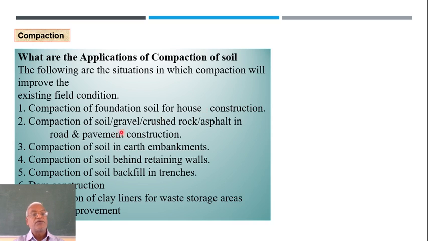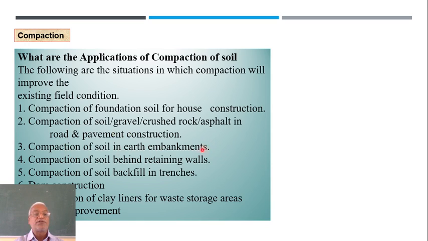Then compaction of soil, gravel, crushed rock, and asphalt in road and pavement construction. When you construct a road or pavement, a lot of material is dumped, and then it is rolled and compacted a number of times. There will be sprinkling of water also, as you might have observed. So that is done. Then compaction of soil in earthen embankments.